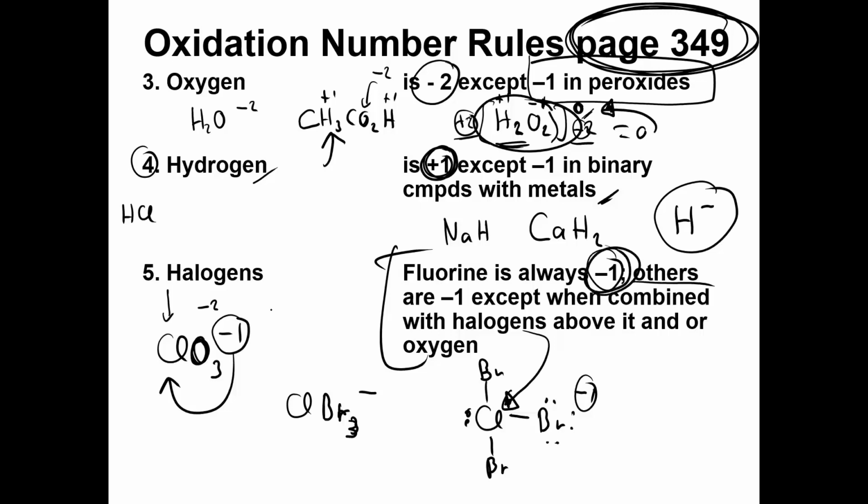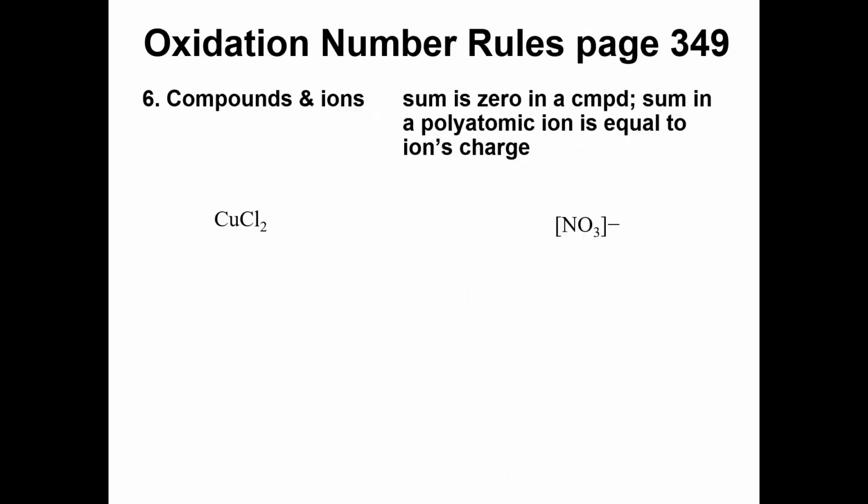And here it's bound to oxygen. So we'll go look at that in a second. So here are a couple of examples. I mentioned already rule 6, basically compounds and ions. You just have to look at the sum, right? So we have individual components here.